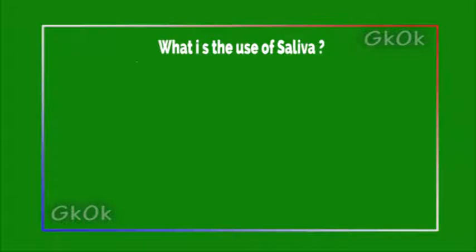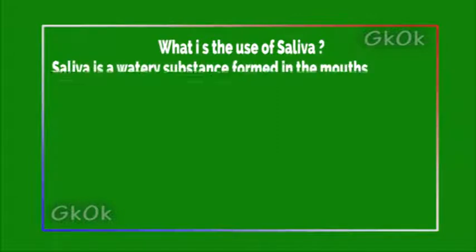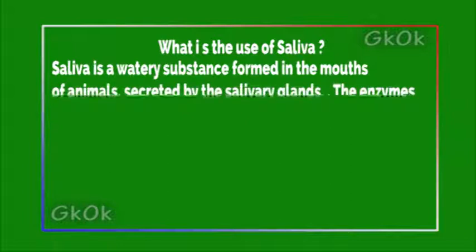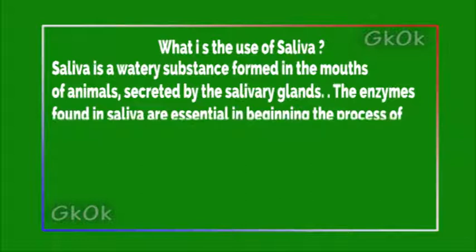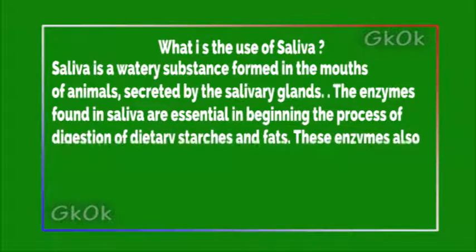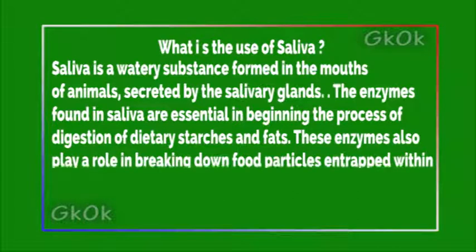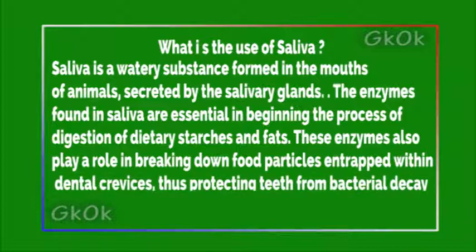What is the use of saliva? Saliva is a watery substance formed in the mouths of animals, secreted by the salivary glands. The enzymes found in saliva are essential in beginning the process of digestion of starches and fat. These enzymes also play a role in breaking down food particles entrapped within dental crevices, thus protecting teeth from bacterial decay.